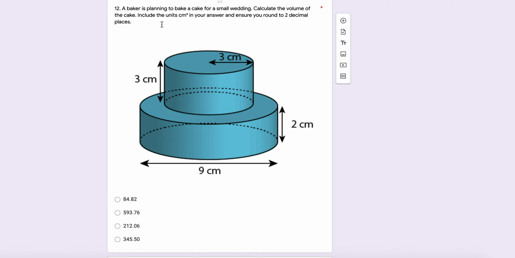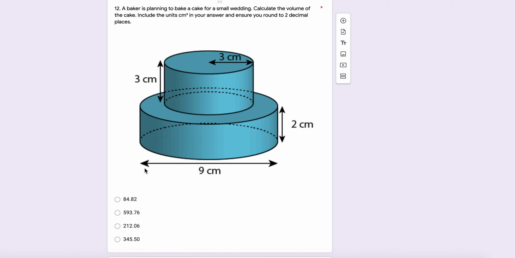Question 12 is interesting. A baker is planning to bake a cake for a small wedding. Calculate the volume of the cake and include the units centimeters cubed in your answer. And ensure you round to 2 decimal places. Okay, so to find the whole volume of this cake, this is a composite shape. You've got 2 shapes stuck together, so there's 2 cylinders here. What you're going to have to do is find the volume of the top cylinder, again using the formula pi r squared h: pi times r, which is 3, pi times 3 squared, times the height, h, pi times 3 squared times 3. Get your answer, and then you're going to do the same for the second one and add them together.